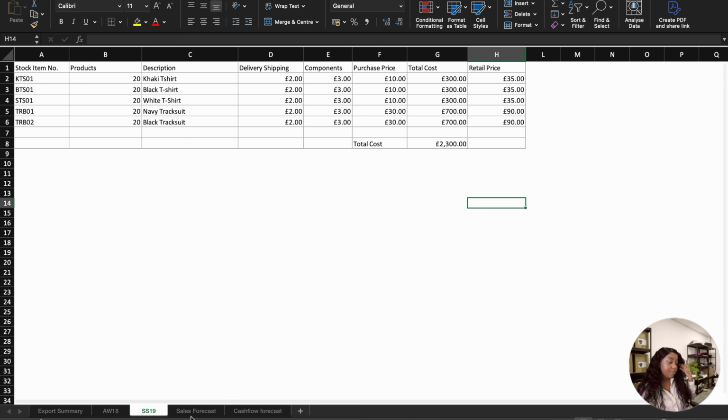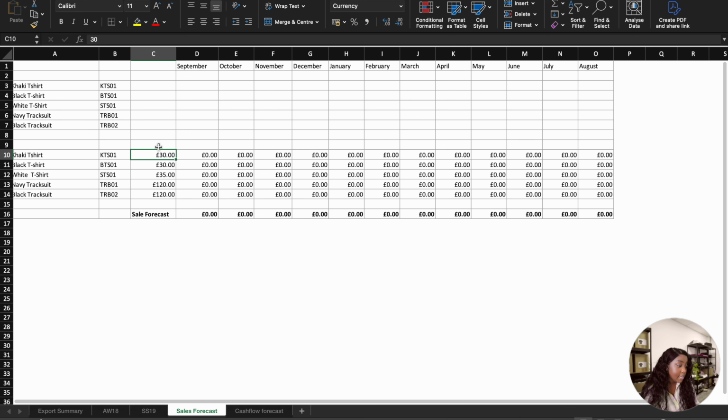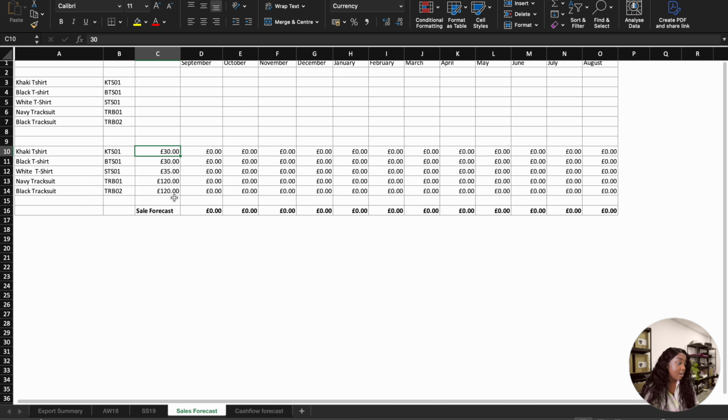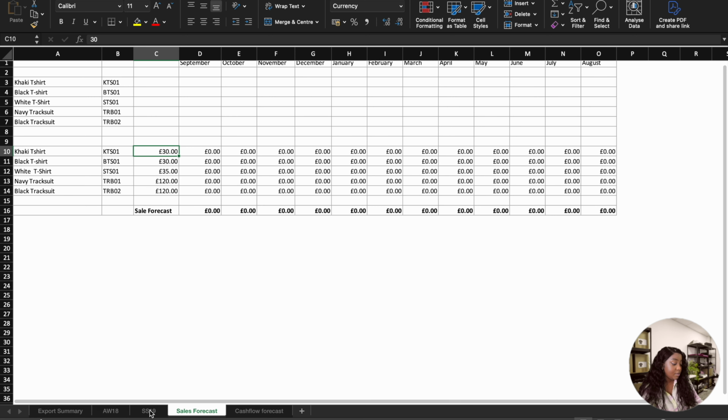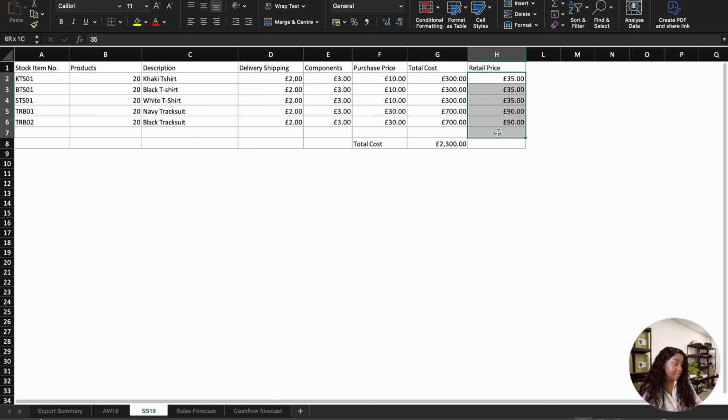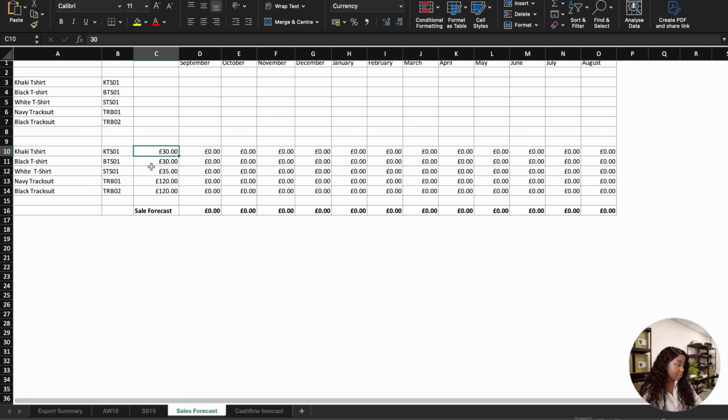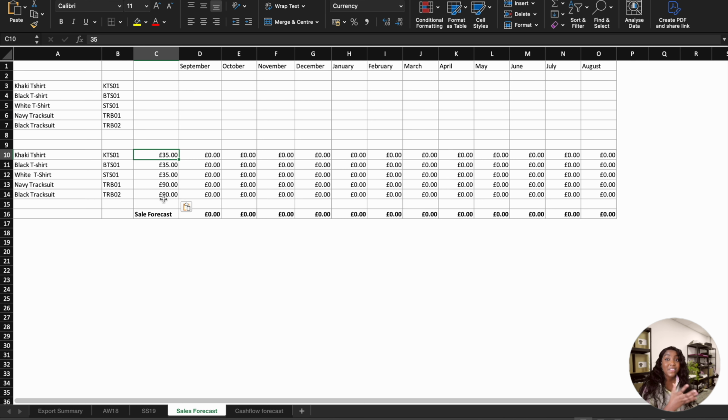So now we're going to move over to our sales forecast, and the first thing I'm going to want to edit are these figures here. So pull in the figures from this page. I can literally just copy and paste them, to be perfectly honest, because all of this is in the right order. So I'm just going to copy and paste that, and that is that on that.